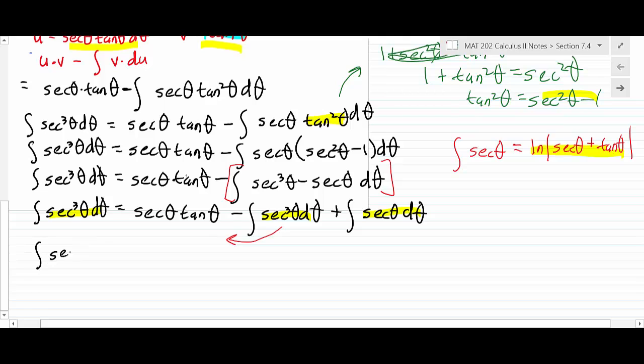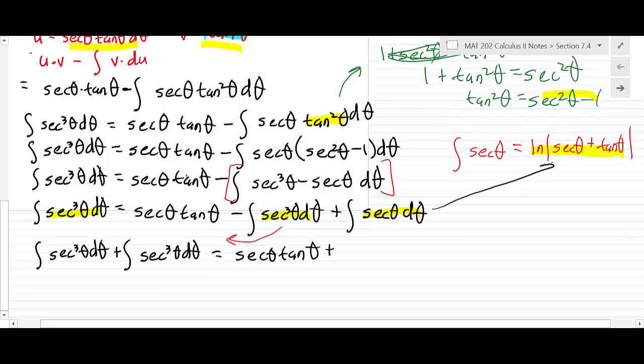So we're going to have secant cubed theta d theta plus, that minus moves over, so that's plus secant cubed theta d theta. That's equal to secant theta tangent theta. And then this thing, we're just going to look up that formula. So that's going to be ln secant theta plus tangent theta like that. Okay, so we got that. All right, everybody following me okay?